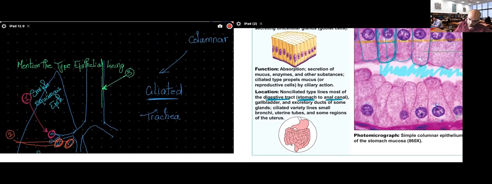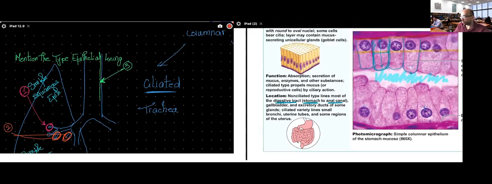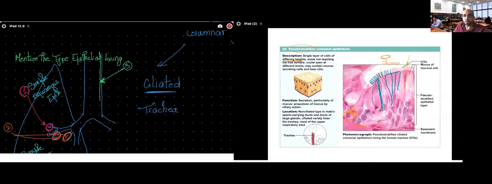All right, how about the trachea? Trachea, the ones that we've just mentioned. What do you think is the type of epithelial lining of the trachea? It's pseudostratified columnar ciliated epithelium. Pseudostratified columnar ciliated epithelium. Exactly.